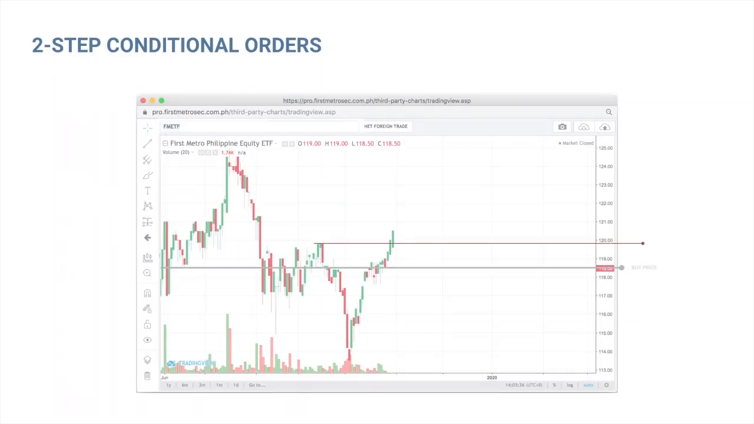So I set the condition or a trigger. For Excel users, this is your if statement. I then set up the order to be sent to the exchange when the trigger is hit. For Excel users, this is your then statement.